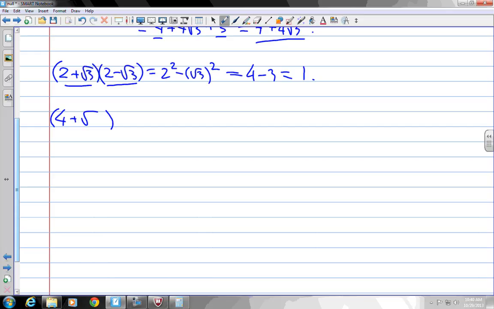Square root of what? 5? Okay. And if I multiply it by 4 minus the square root of 5, the result will come out to an integer. I'll get an integer for the answer, because this will be 4 squared minus square root of 5 squared. Automatically by my formula, so that's 16 minus 5, so 11.